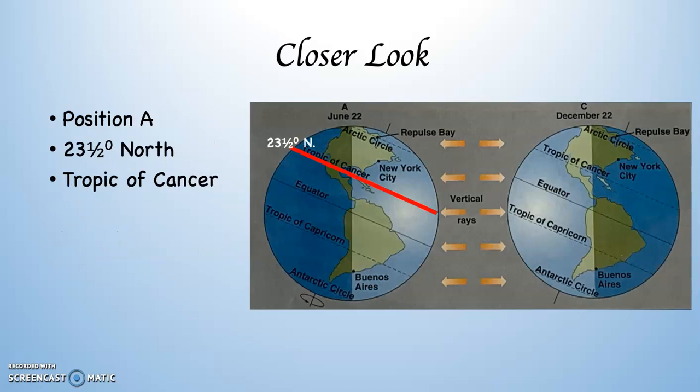If you look at position A, you will notice this. The direct rays, the vertical rays of the sun on June 21, 22 strike at 23.5 degrees north. 23.5 degrees north is known as the Tropic of Cancer.